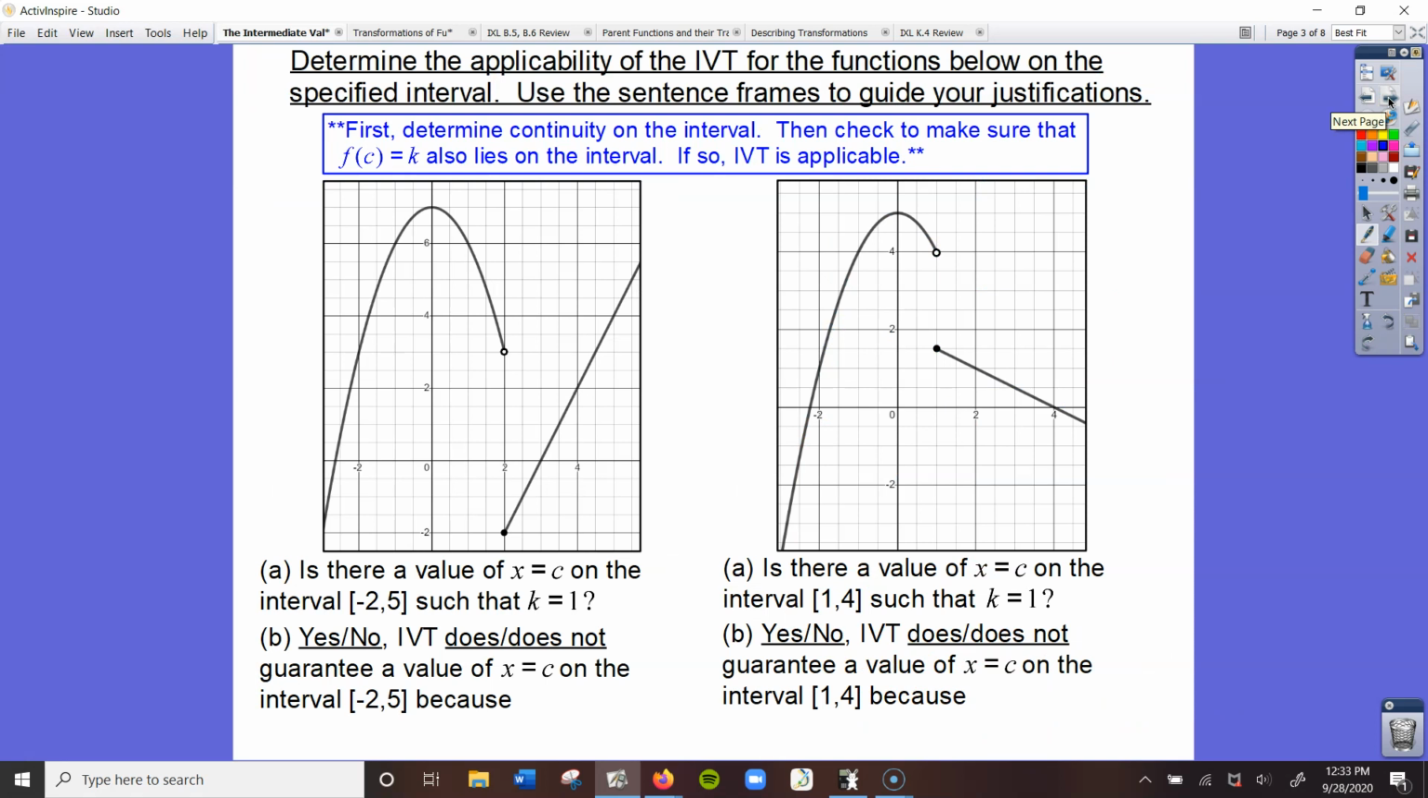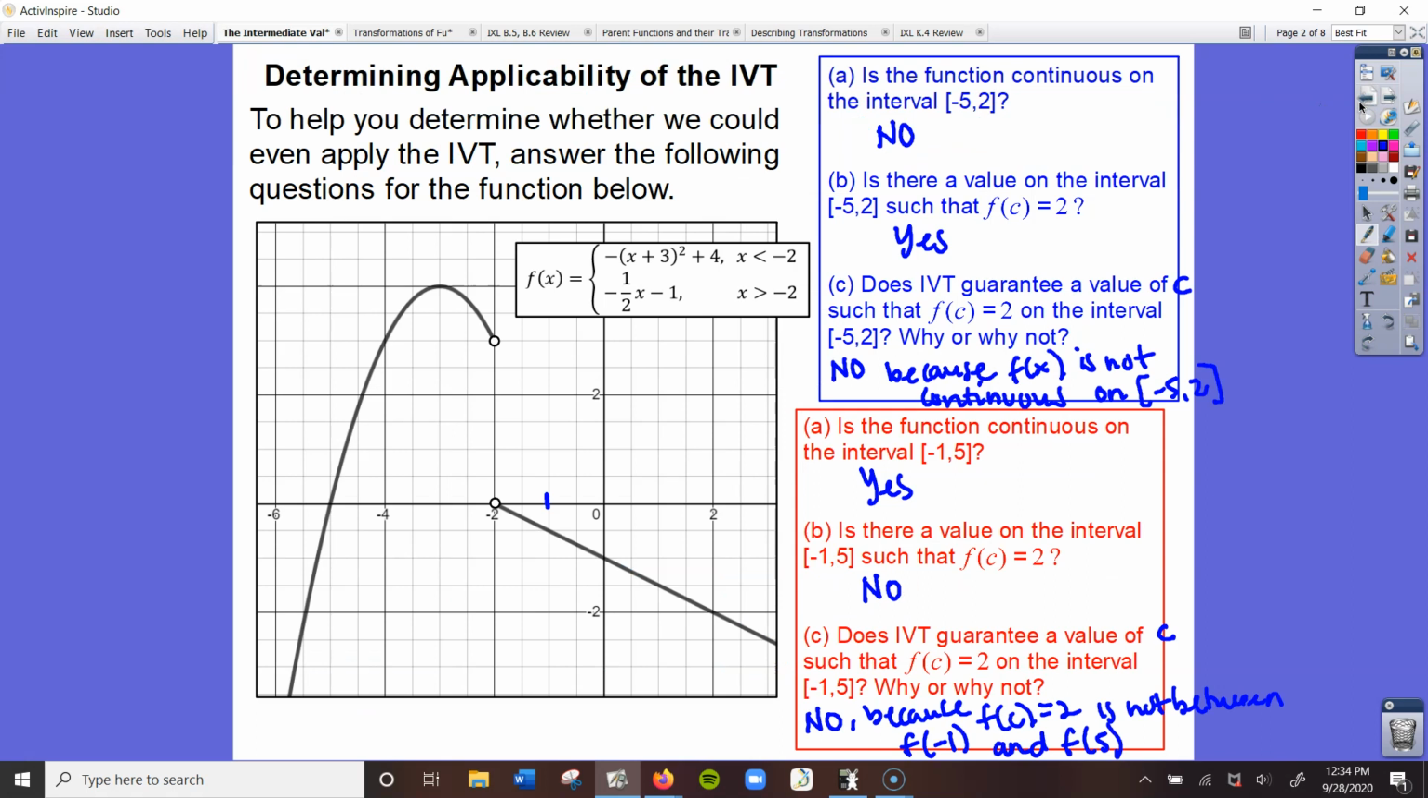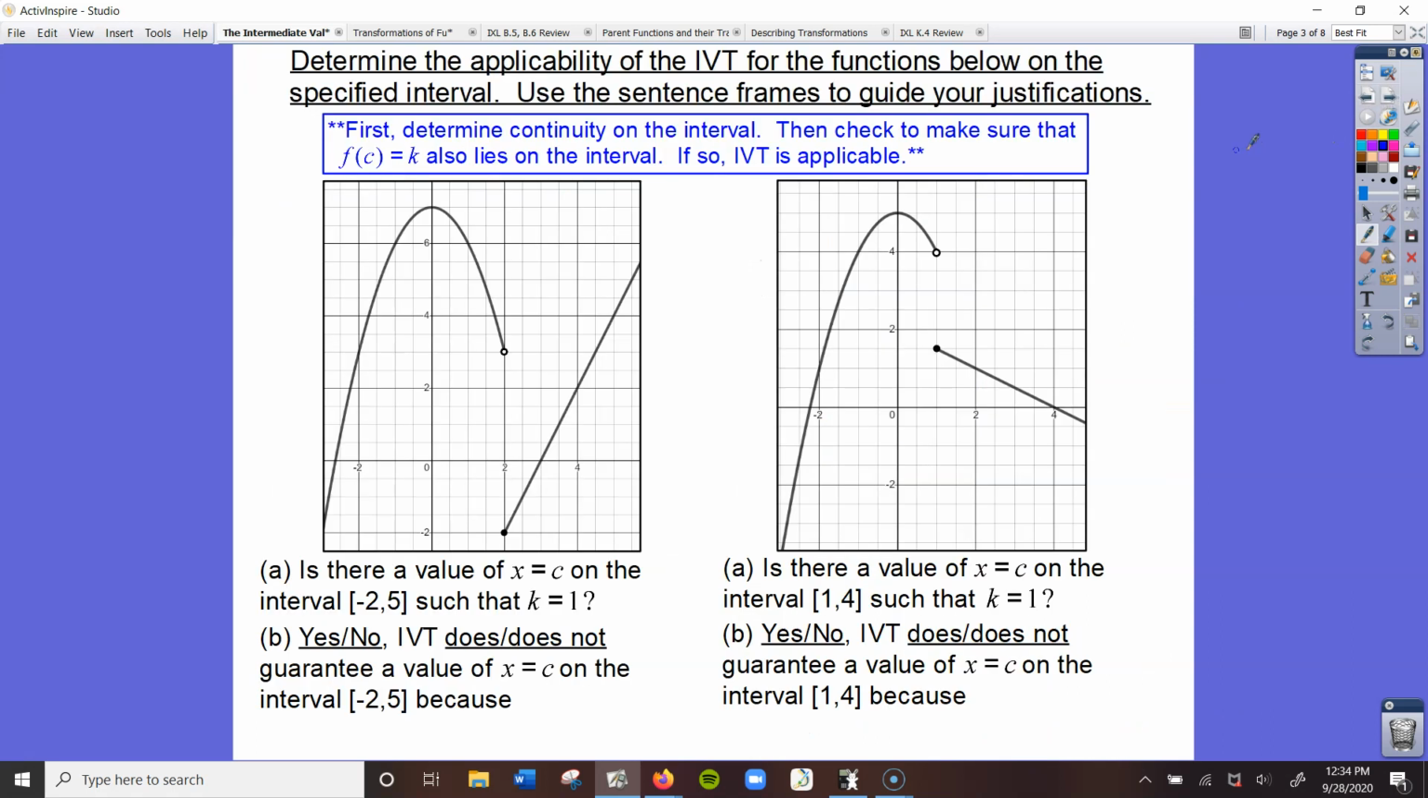Now let's break this down just a little bit more, just to make sure that we understand why we can or can't apply IVT. So first, we always determine continuity over the interval. Then we check to make sure that f of c is equal to k also lies on the interval. And if you can answer yes to both of those questions, then IVT is applicable. Notice that in the previous slide, we answered no, then yes, yes, then no. So therefore, IVT was not applicable.